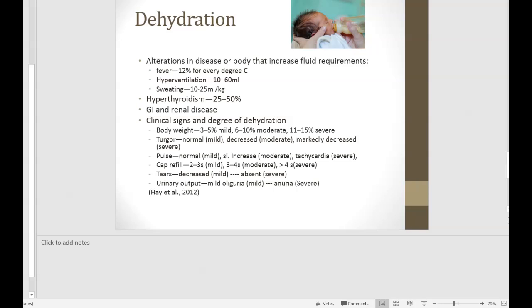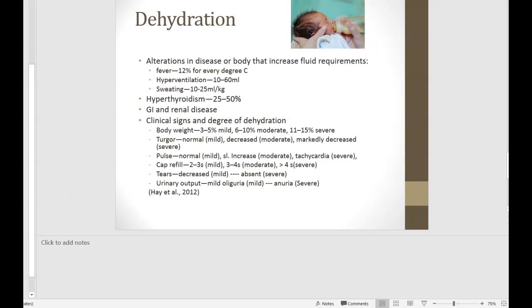Turgor, if it's normal, it's mild dehydration. If it's decreased, it's moderate dehydration. If it's markedly decreased, it's severe dehydration. If the pulse is normal, it's mild dehydration. If it's slightly increased, it's moderate dehydration. If there's tachycardia, it's severe dehydration.